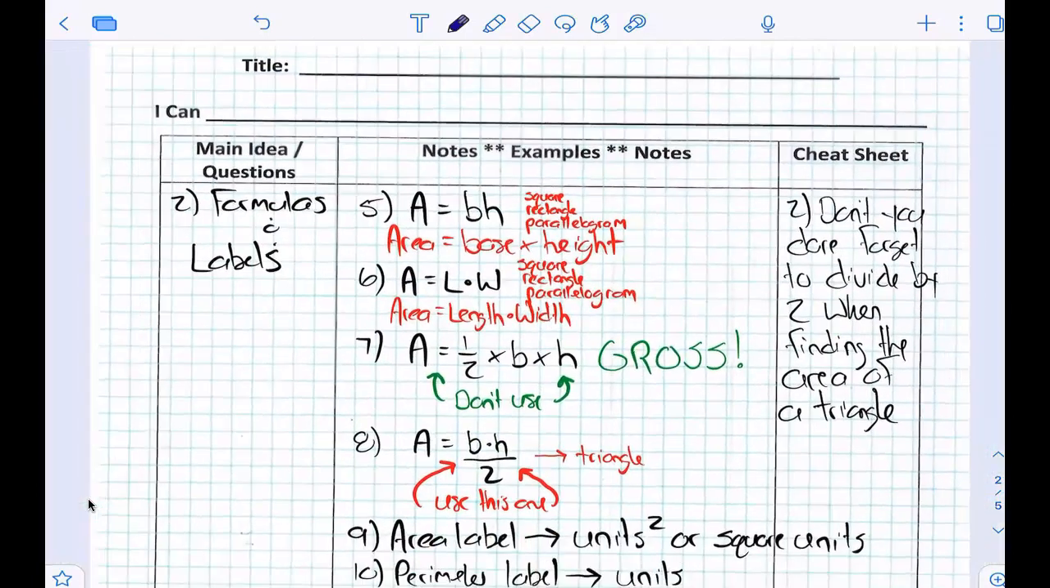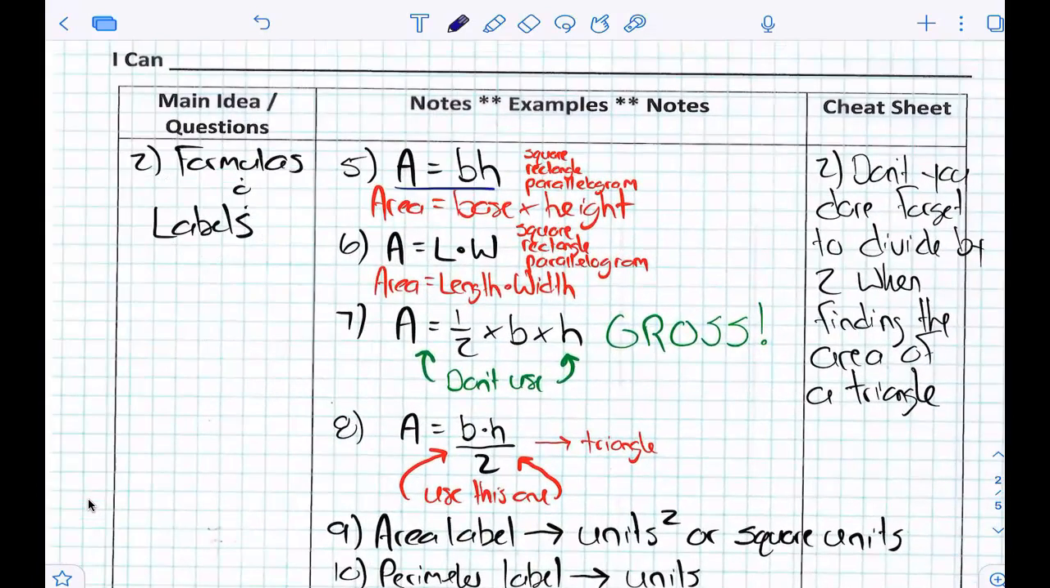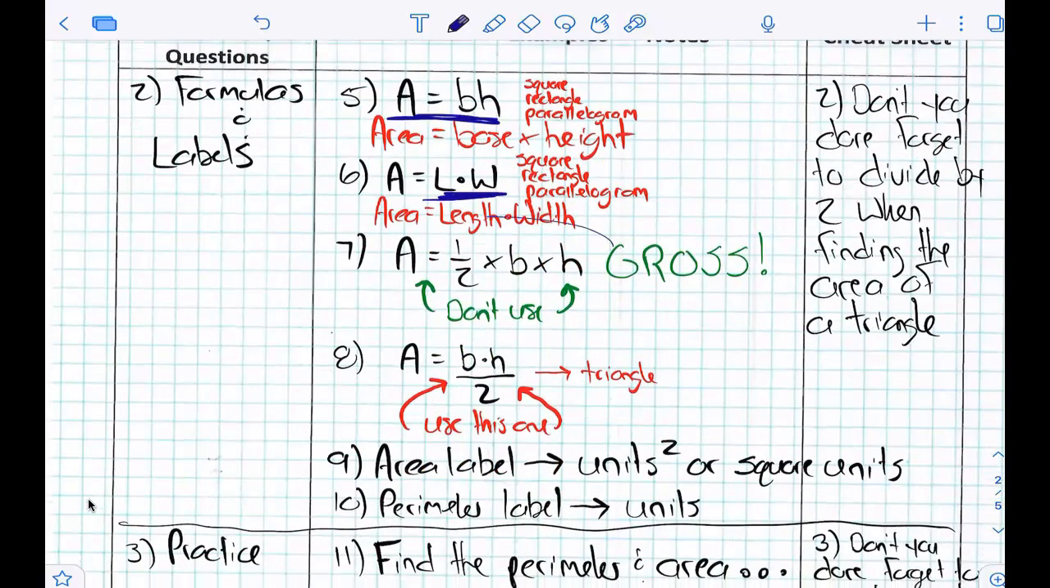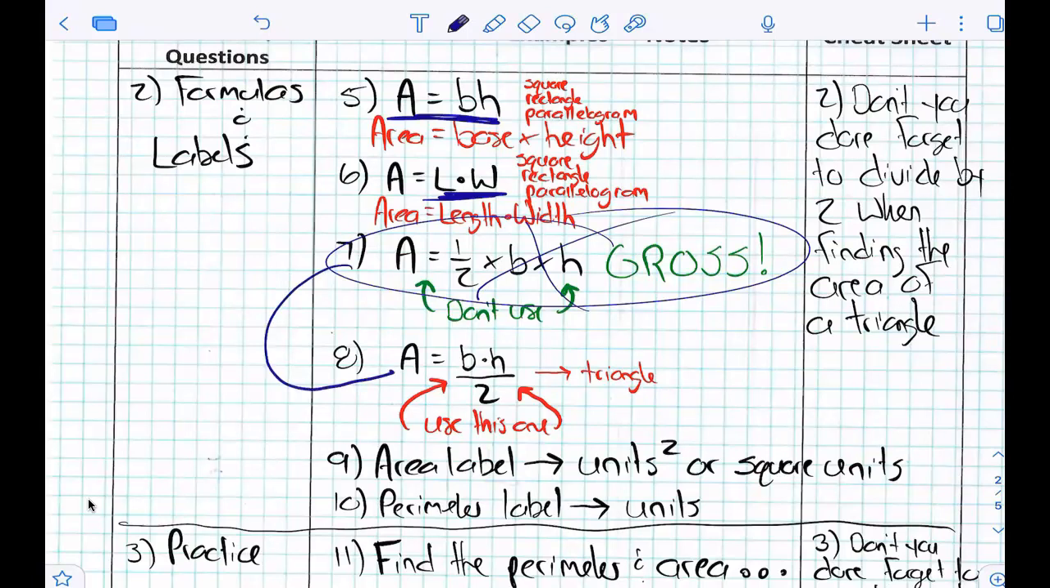All right, here we go. I have a formula: area equals base times height. We use it for squares, rectangles, and parallelograms, yes? We also could say length times width. It means the same thing as base times height, right? Now, see this formula right here? What's it called? Gross. So if you see that formula or someone says, hey, use this formula, you're going to say, no, rewrite that formula. Because they're the same thing, but we like this one better.